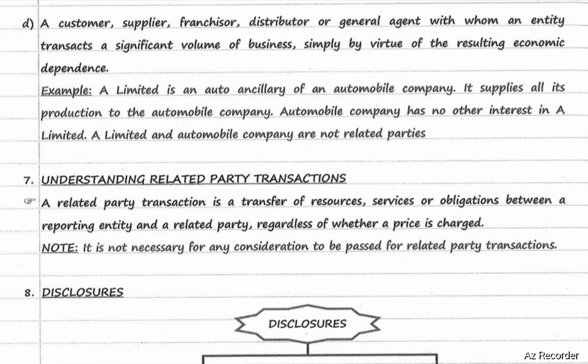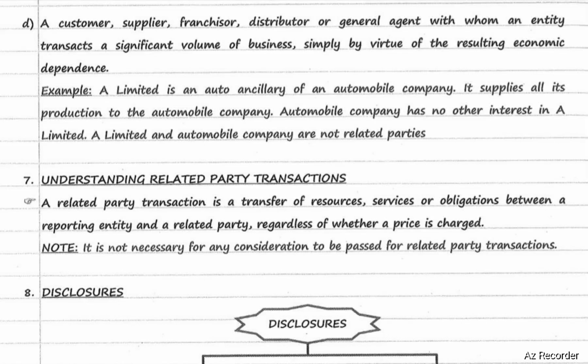Example: A Limited is an auto ancillary of an automobile company. It supplies all its production to the automobile company. Automobile company has no other interest in A Limited. Here, A Limited and the automobile company are not related parties.